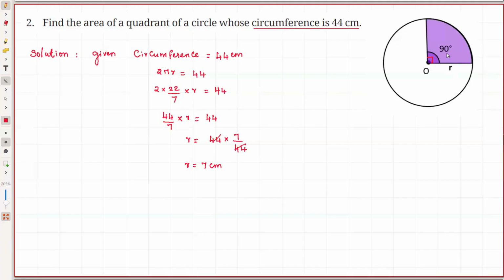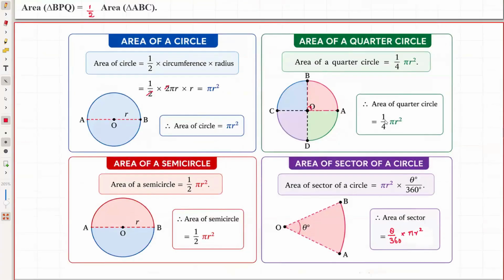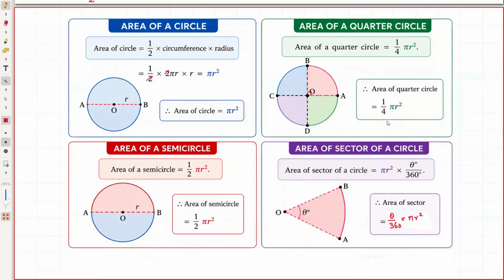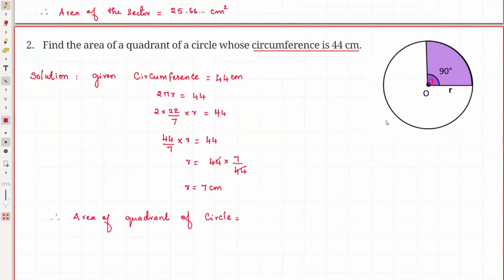Angle is given as 90 degree, and they are asking the area of the quadrant. Either you can go with the direct formula. What is the direct formula? 1/4 pi r square, or theta by 360 into pi r square. Instead of theta, we can just take 90 degree. Otherwise, area of the quadrant is 1/4 pi r square. In case you don't know, you can write the formula theta by 360 into pi r square.